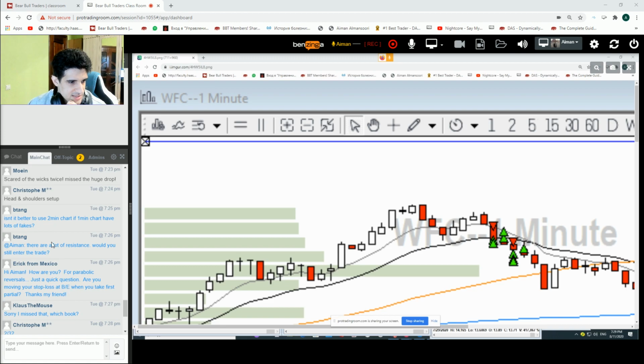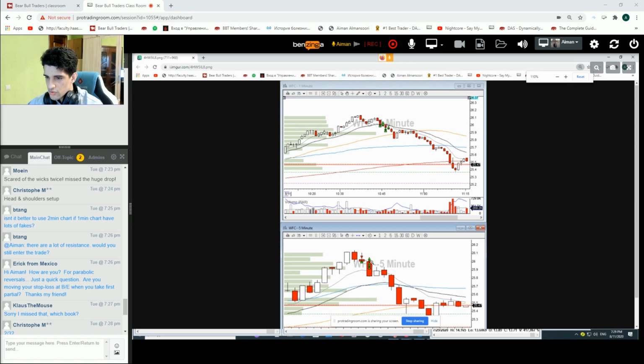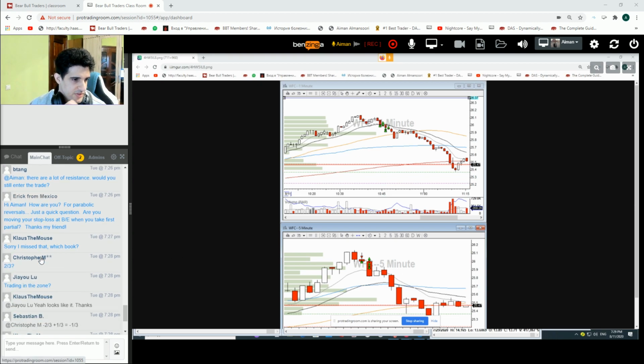There are a lot of resistance, would you still? Yeah, exactly. And this is how you trade parabolic reversals, right? You go against the supports, with the target, the moving average in the 5-minute chart. You can't take a parabolic reversal when it's so far from the moving average in the 1-minute chart. The 9 and the 20 moving average are always close to the price action, right? So no matter what you do, you will still be going against the 9 moving average and the 20 moving average. How are you for parabolic reversal?